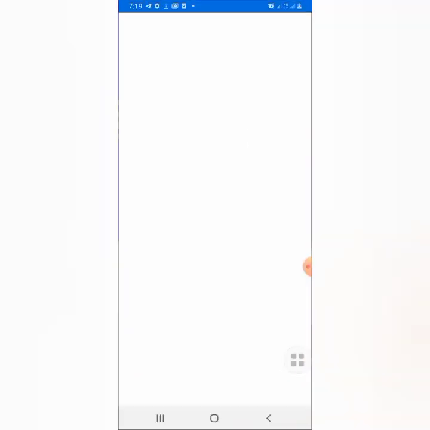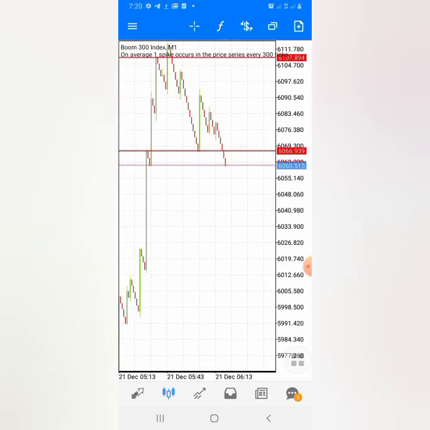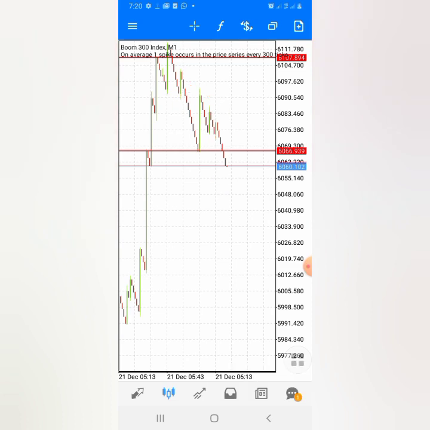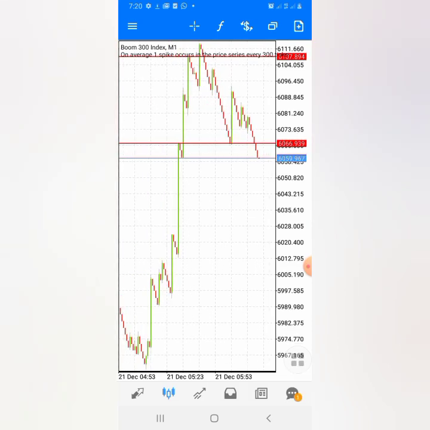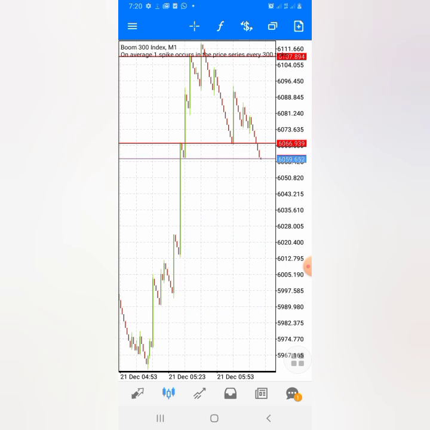So this is what we are talking about. How does this work? I took entry here earlier, but I closed it because of these spikes I'm seeing here. I closed in small profits, but right now it's going in my favor. But anyway, I'm not angry about that. I've taken my TP already. So what am I talking about? How do we trade these indices?